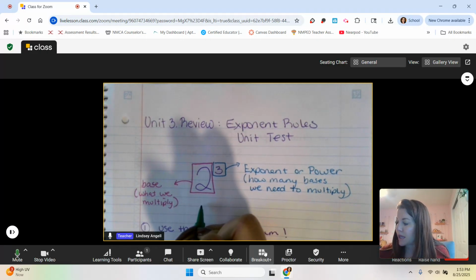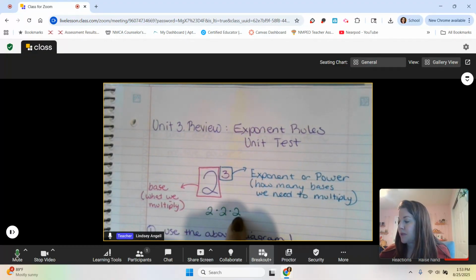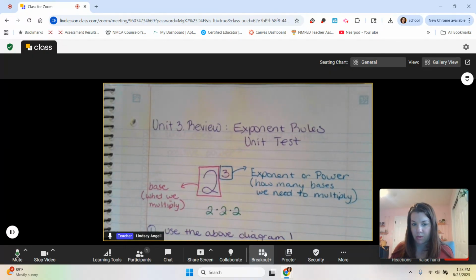And what that would look like, in this case, would be 2 times 2 times 2. My base is what I multiplied. My exponent is how many I multiplied together, okay?